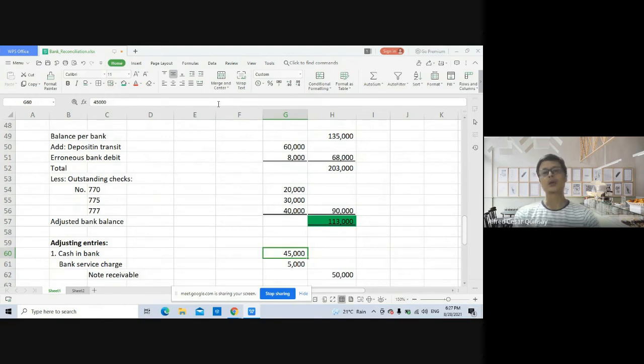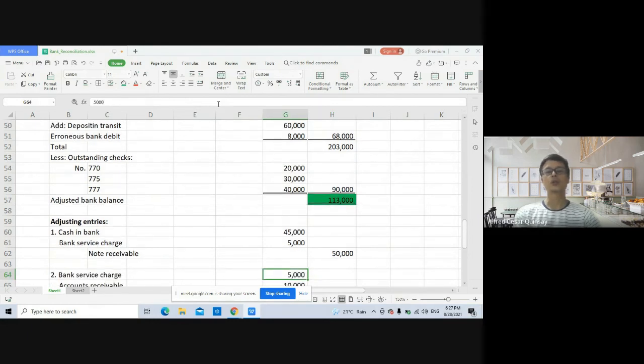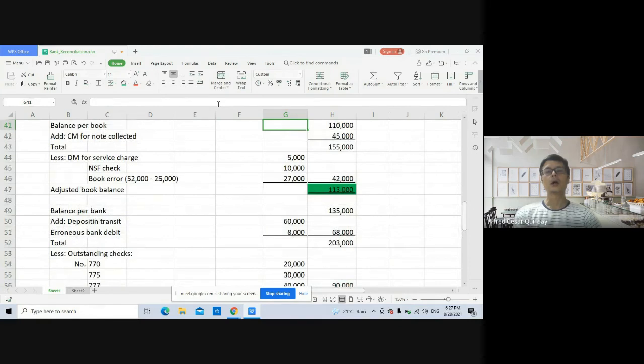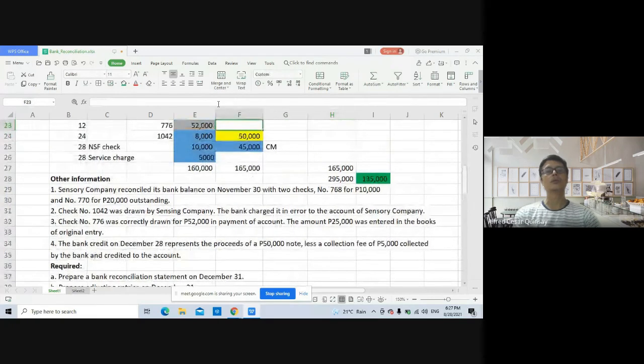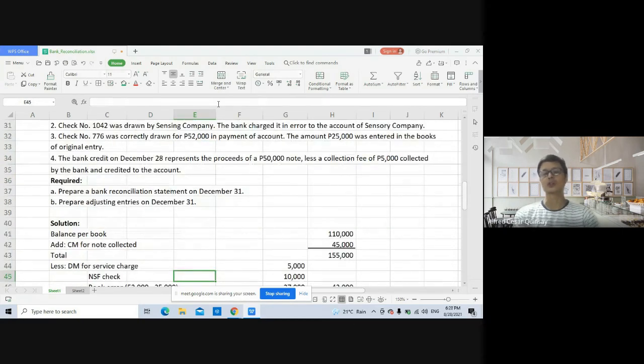So we know where that came from. And then the bank service charge for 5,000. And then credit for the customer check or the note receivable for 50,000. So what else? What other reconciling item do we have? By the way, this 45,000 is separate from that. We may think that this 5,000 came from the 50,000, since 45 plus 5 is 50. But no, this 5,000 is separate. It just so happens that the amount is the same, because that is the service charge, the amount charged by the bank.